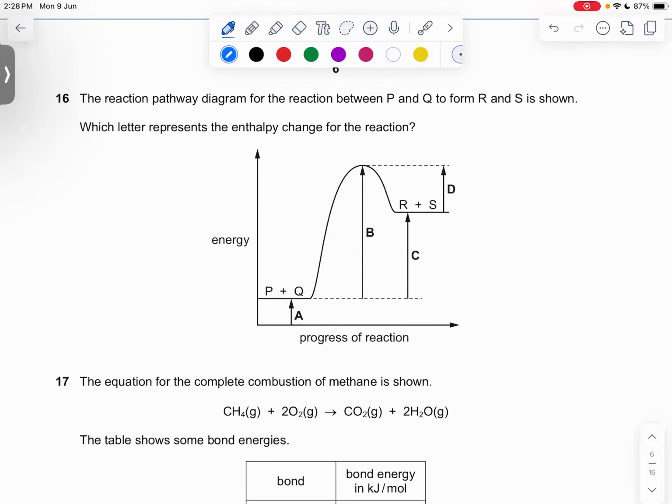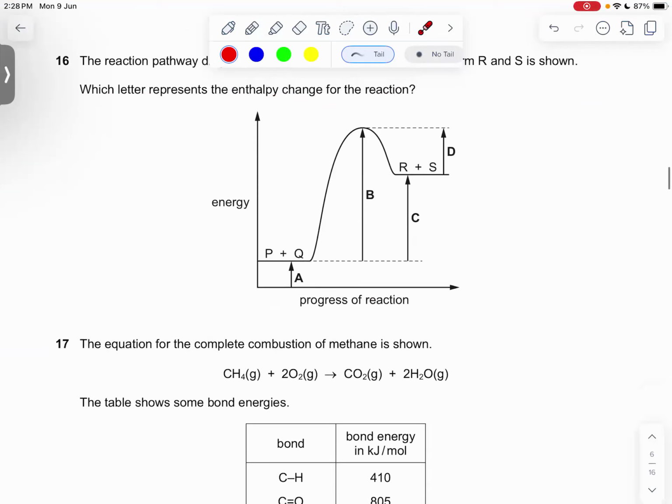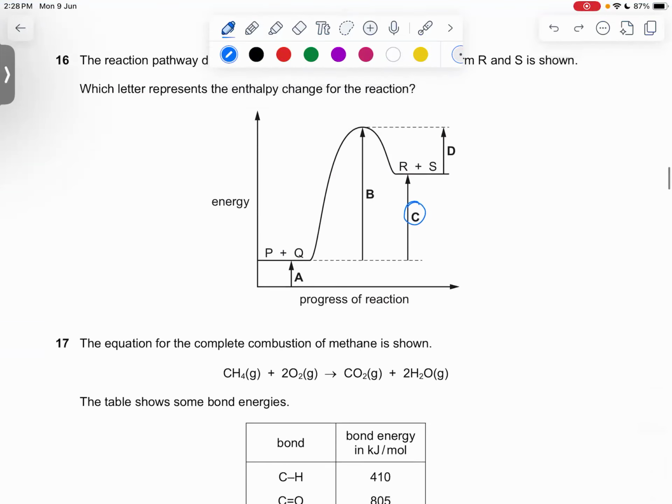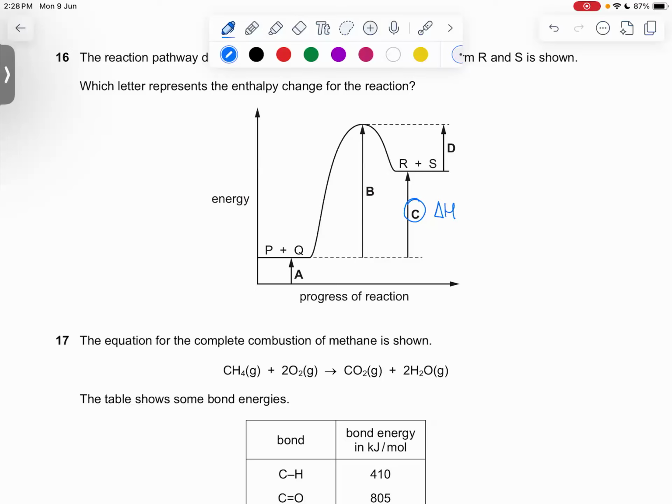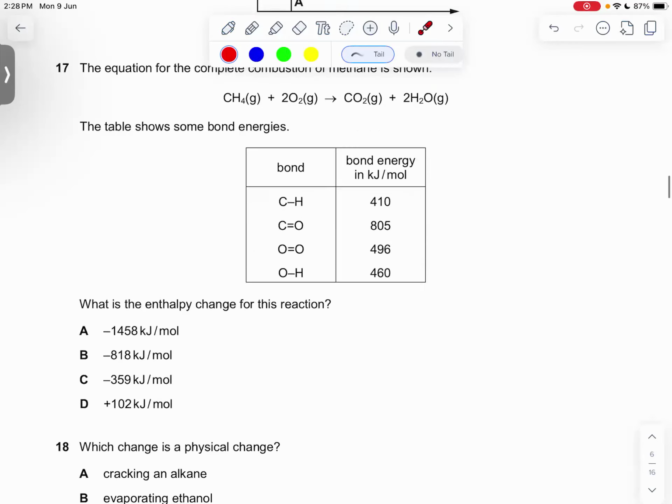Question number 16 then. The reaction pathway diagram for the reaction between P and Q to form R and S is shown. Which letter represents the enthalpy change for the reaction? So obviously C, the difference between the energy levels of the two platforms. That is basically how you find out the delta H. This is delta H. All right. Next question.